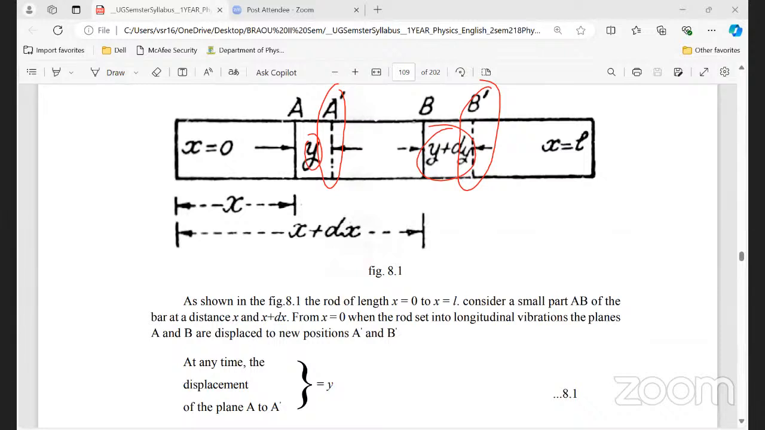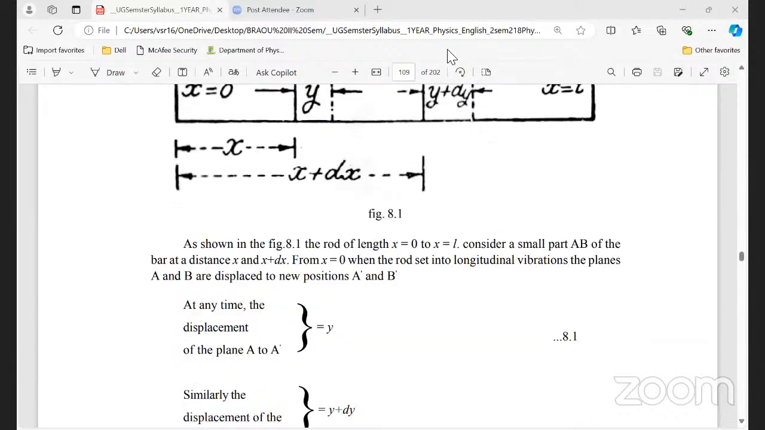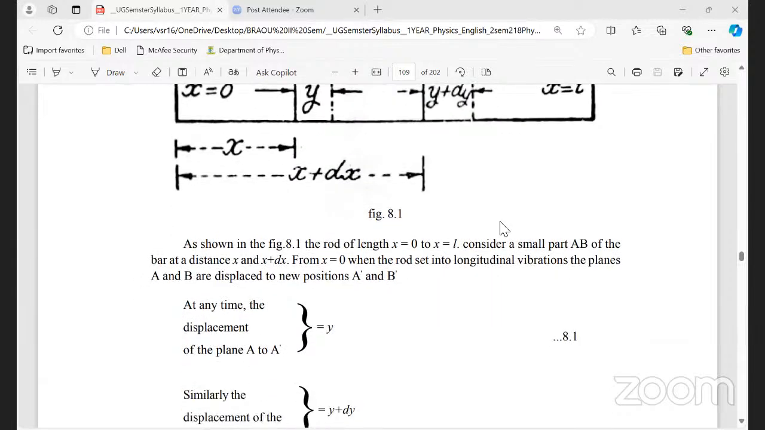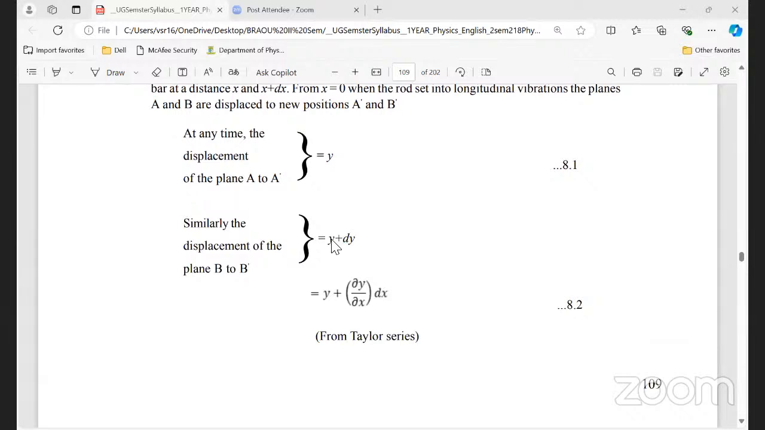So at any instant, y plus dy minus y gives you dy with respect to the position. At any instant, the displacement of the plane A to A dash is y and B to B dash is y plus dy. Is it clear now? Yes, sir. A to A dash is y and B to B dash is y plus dy.